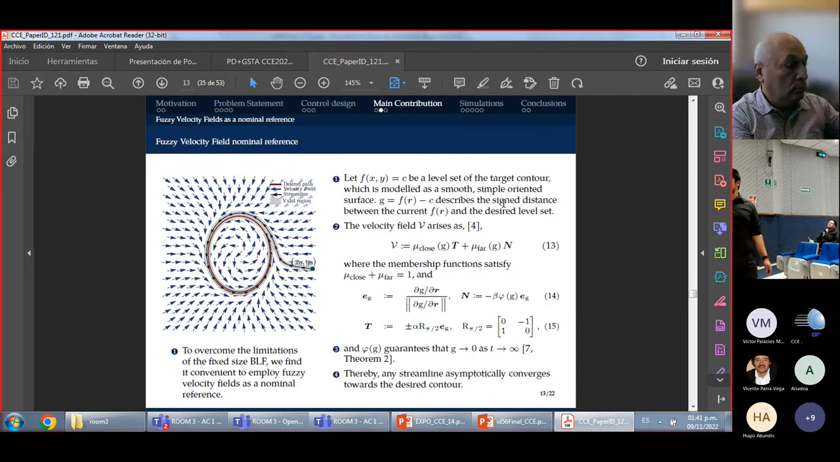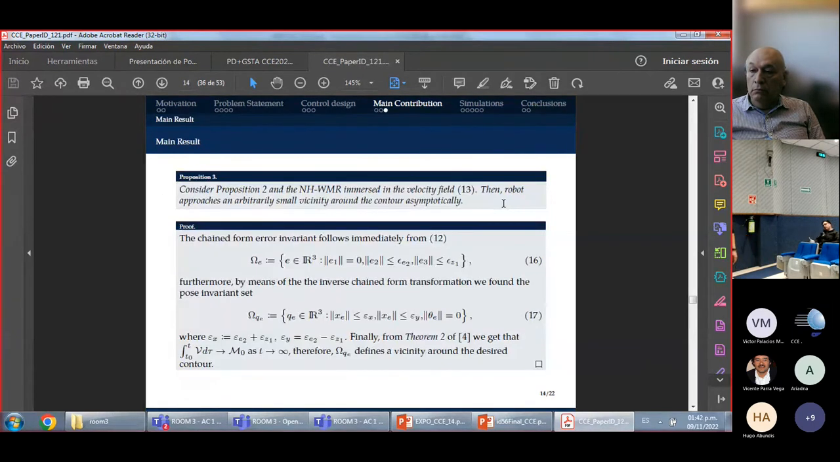The important thing is the geometry of the approach, in which the velocity field at each point of the plane points the vector field towards the desired contour, which gives a smooth tracking strategy. So, having the nominal reference, we finally state our main result: the nonholonomic mobile robot immersed in a velocity field approaches, at a very small distance, the contour of the vector field.